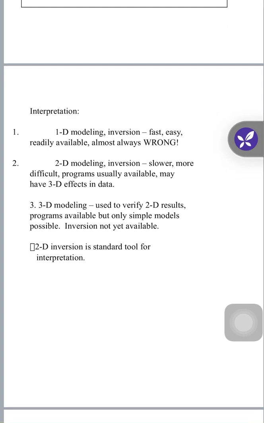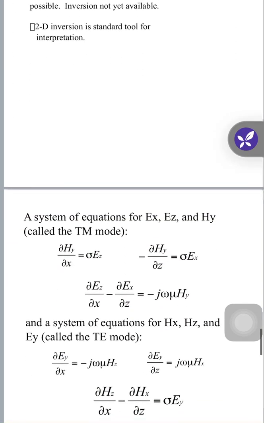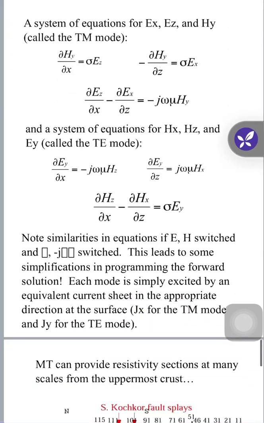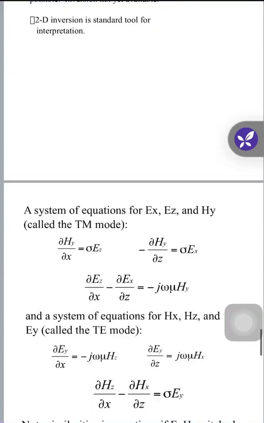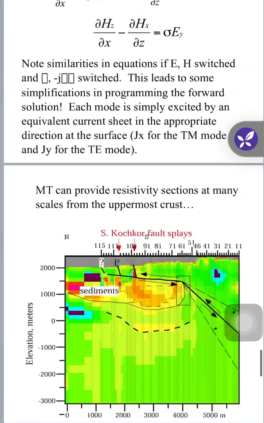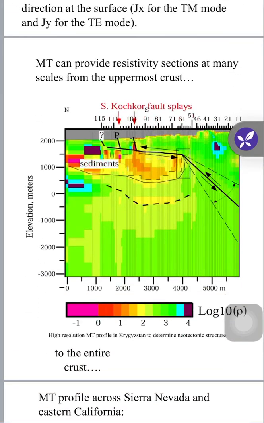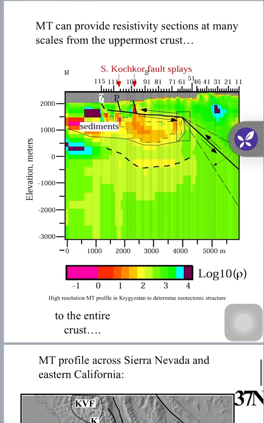And 3D modeling is used to verify 2D results. Programs are available, but only simple models are possible. Overall, 2D inversion is the standard tool for interpretation. MT can provide resistivity sections at many scales, from the uppermost crust to the entire crust.